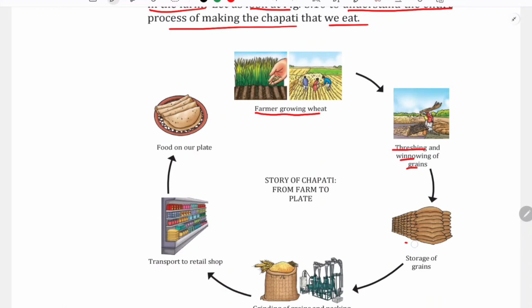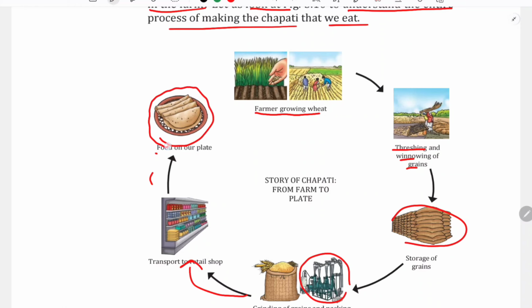And after that, what happens? They store the grain, and after storing it they take the grain to be ground and packaged in the factory. After that they take it to the retail shop to sell, like your atta packets. Your parents buy those wheat flour packets, and they make chapati for you, and in that way you receive chapati on your plate.